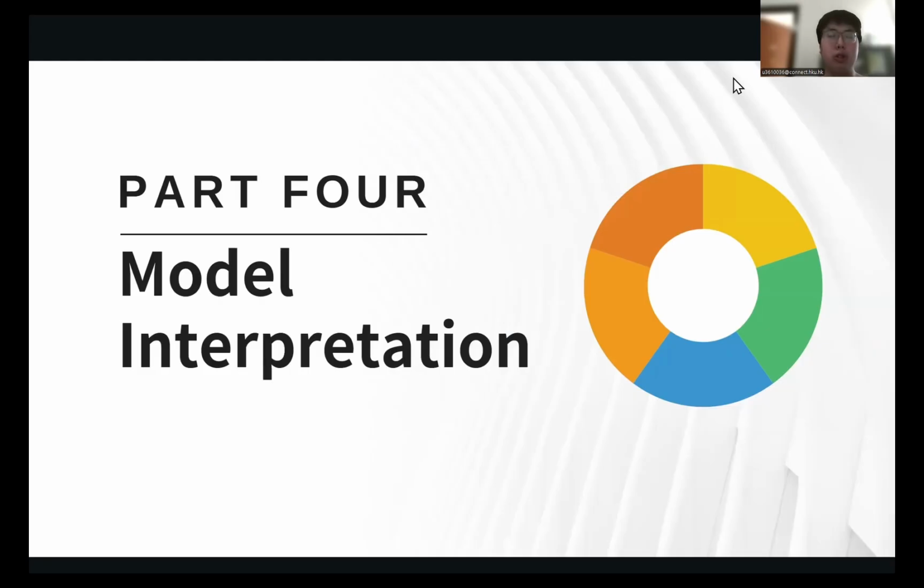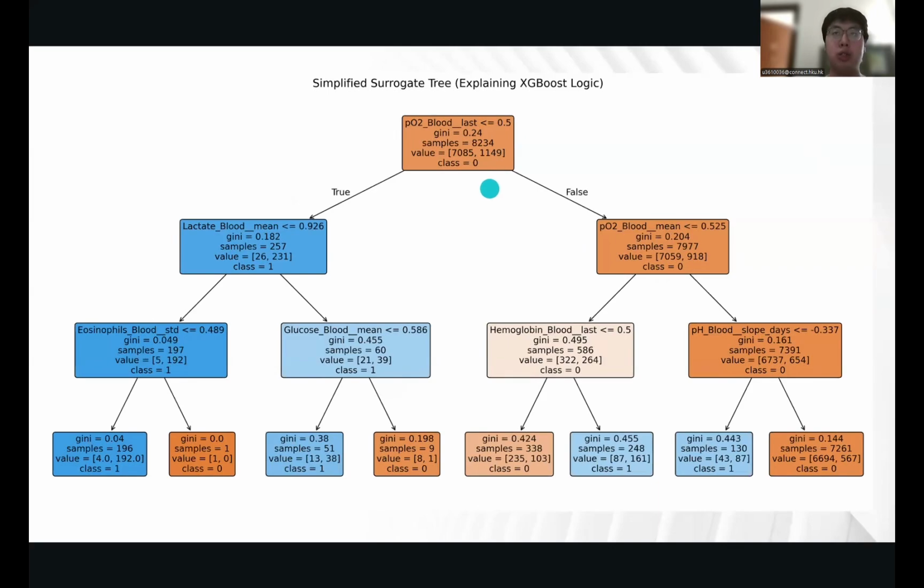Moving to part 4, model interpretation. We know that the model works. This section will explain why. First, let's look at the decision logic using the simplified surrogate tree. We build this tree to approximate how our complex model thinks.